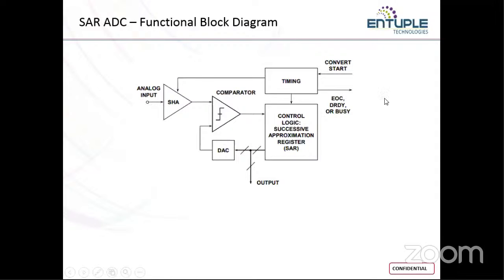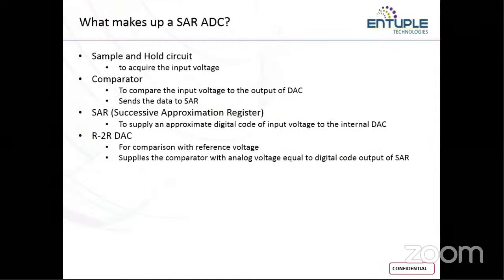We are still working on this block. Why do we need a sample and hold circuit? In order to acquire the input voltage. A comparator is made use of to compare the input voltage to the output of a digital to analog converter, and this sends the data to the successive approximation register. This successive approximation register gets an approximate digital code of the input voltage given by the comparator to the digital to analog converter.